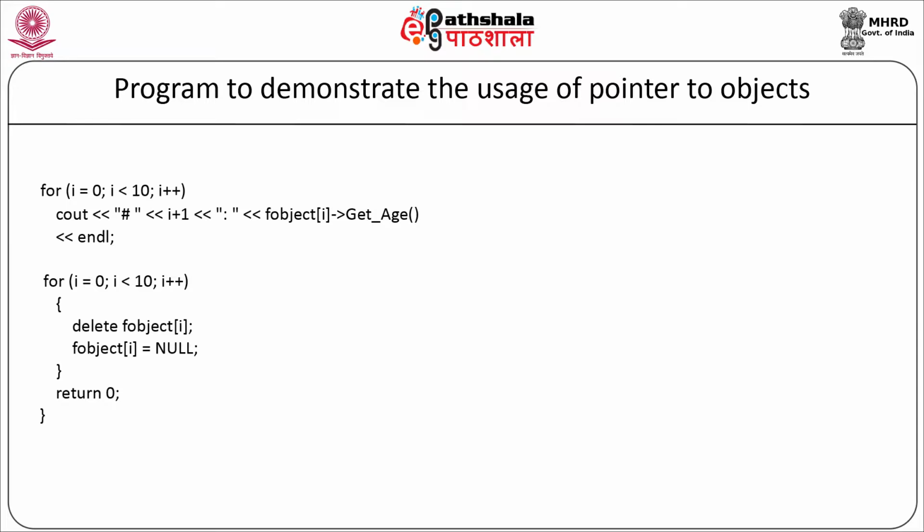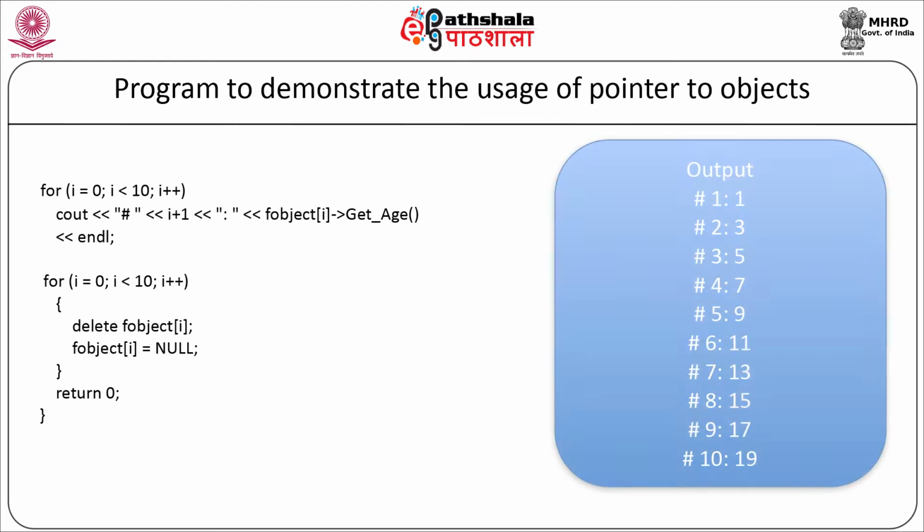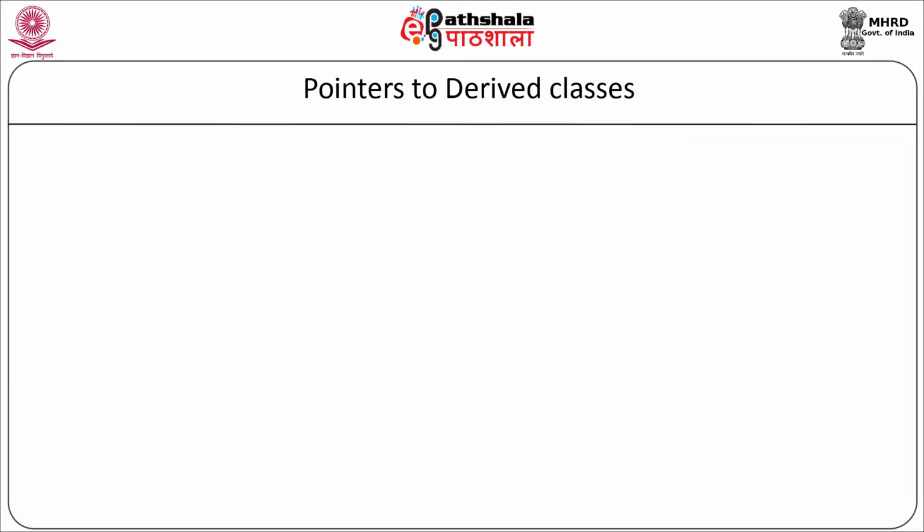When the above code is compiled and executed, it will produce the result as #1:1, #2:3, #3:5, #4:7, and so on. The last value will be #10:19. The pointers to derived class.